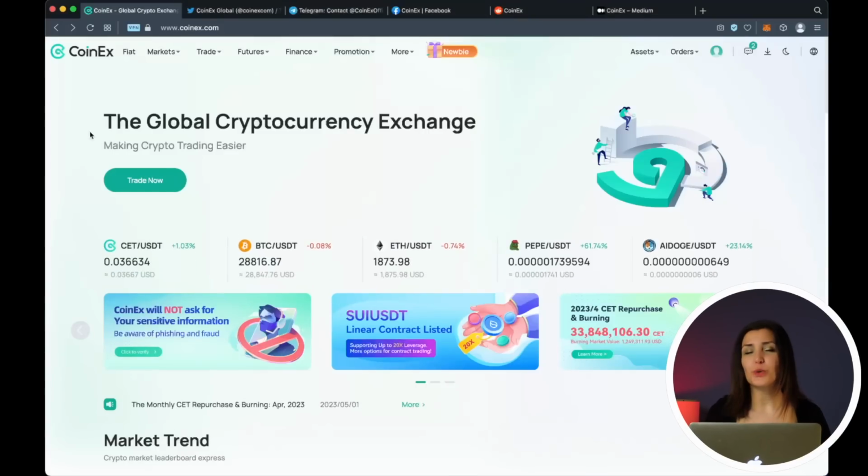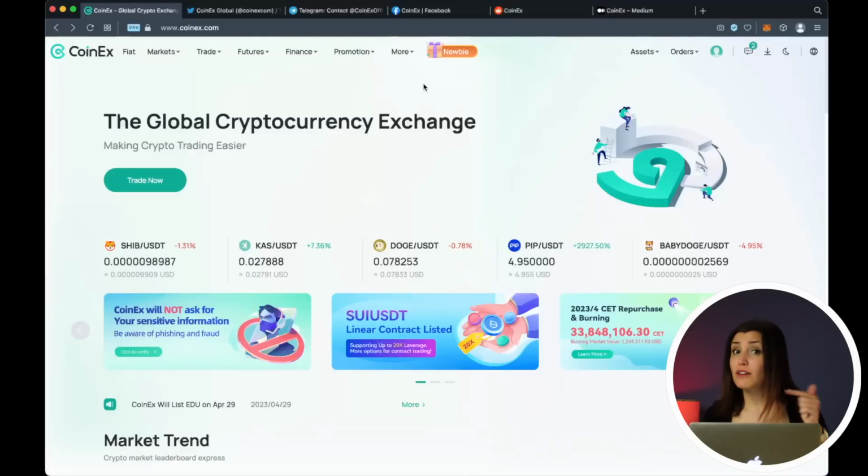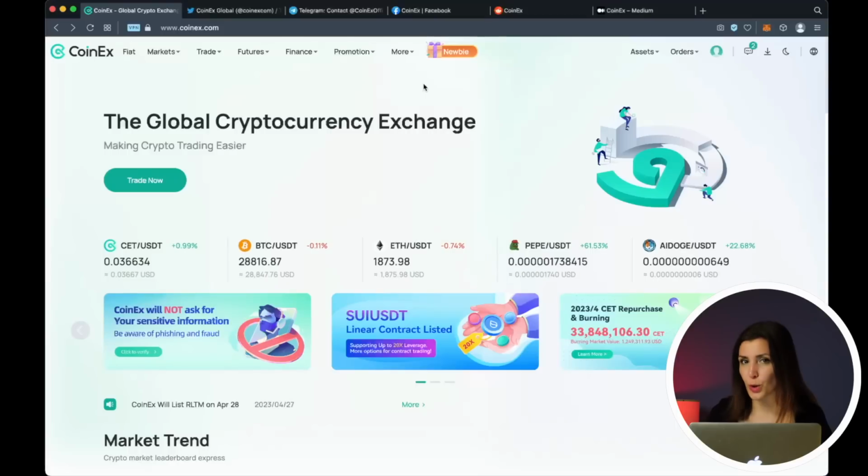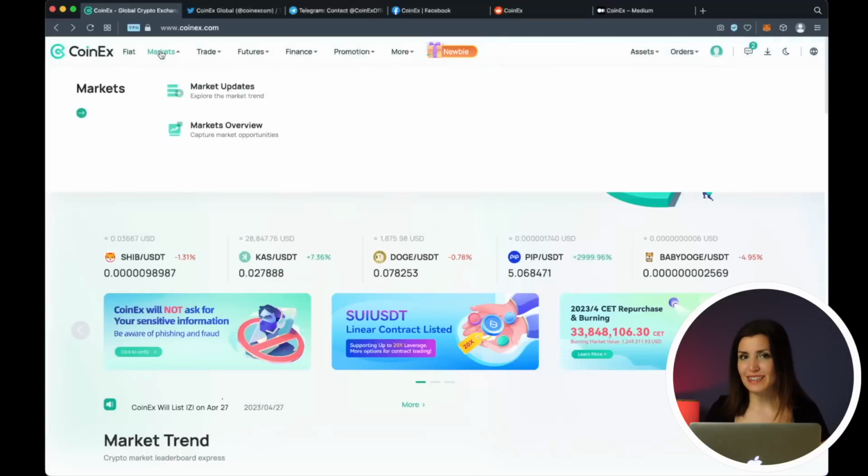In the previous video, we not only talked about how you can sign up, but also mentioned some of the most popular features of CoinEx. You can watch that video before if you wish to know more about it. In this video, we will mainly focus on spot trading in CoinEx.